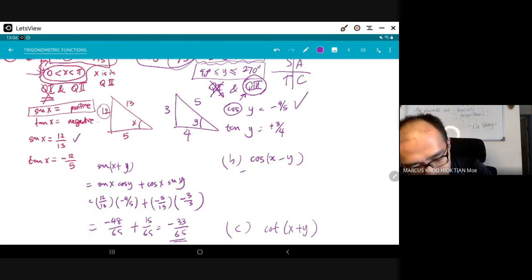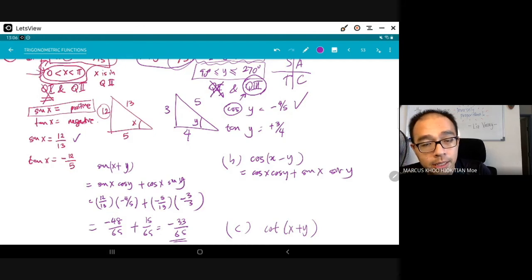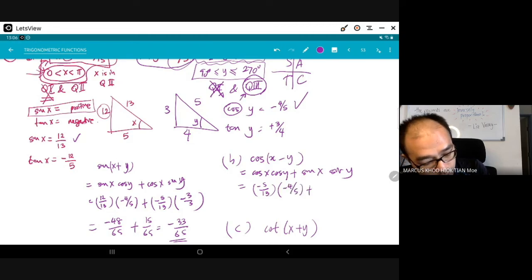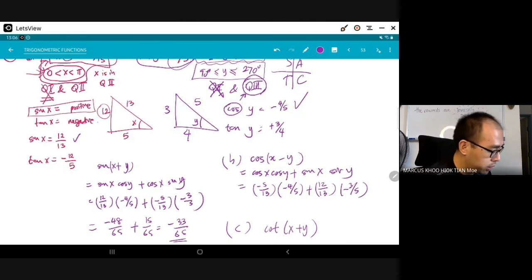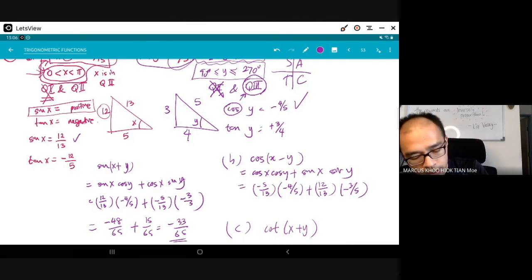Let's try this. So this will be cos x cos y plus sin x sin y. Plus, yes, it should be plus. So cos x is negative 5 over 13, cos y is negative 4 over 5, plus sin x, 12 over 13, times sin y, negative 3 over 5. What is our total for that? Negative 16 over 65.